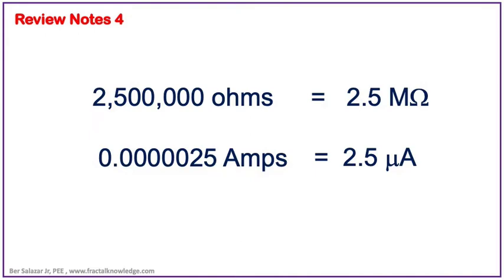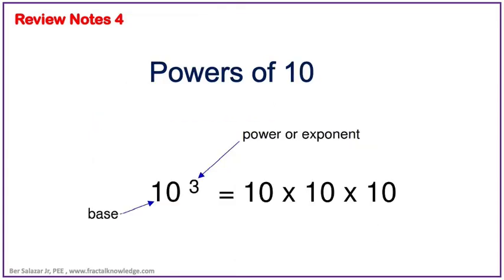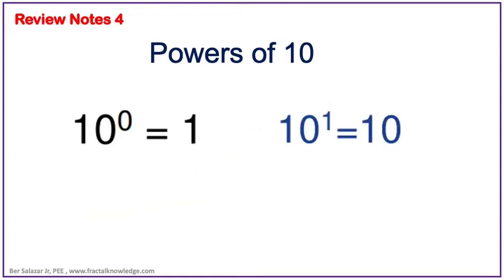The power of 10 notation will be very useful, and as a master electrician, you will have to know this basic knowledge. This is the power of 10. In this example, it is 1 times 10 to the 3. Base 10 and 3 is the exponent. Or it can be written as 10 times 10 times 10. We have rules in the power of 10. Some rules are: any number raised to exponent 0 is equal to 1. Any number raised to exponent 1 is equal to that number or base. In our example, 10 raised to 1 is equal to 10.